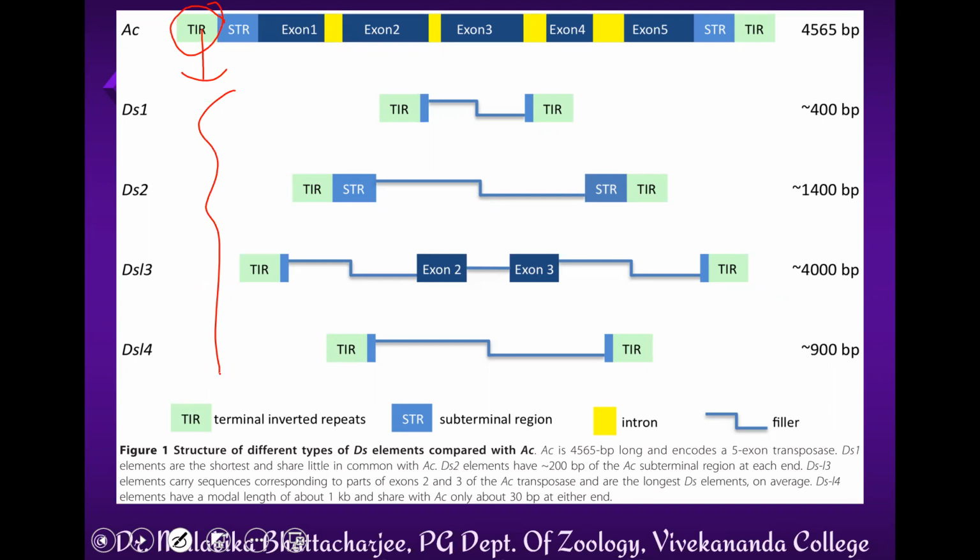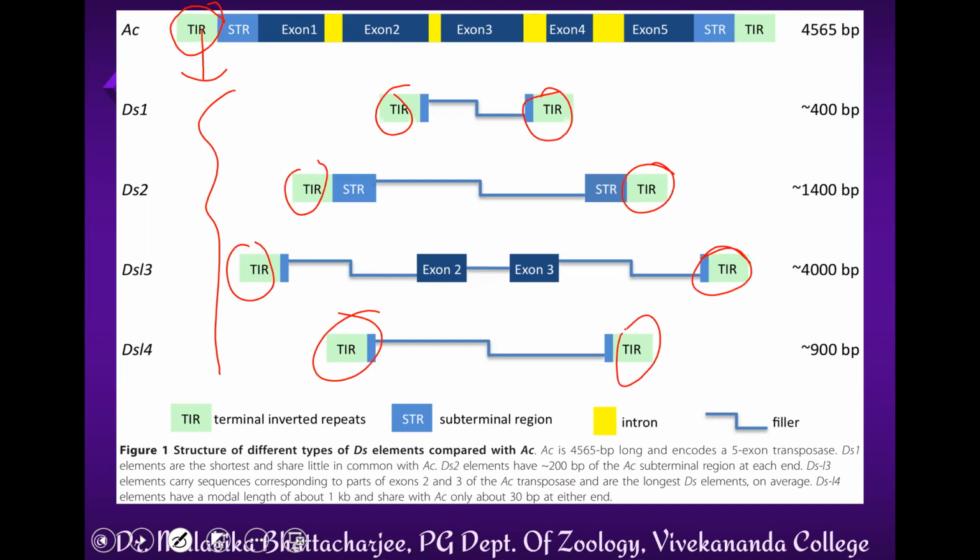All of the Ds elements have these terminal repeats at the boundary, as was found in the original Ac. Some of them have the exons of the Ac, others do not, as a result of which functionally they cannot produce their own transposase enzyme. Since they are missing the intermediate exons, these molecules totally depend on the Ac element for jumping. So this is the structural part of the Ac/Ds system.